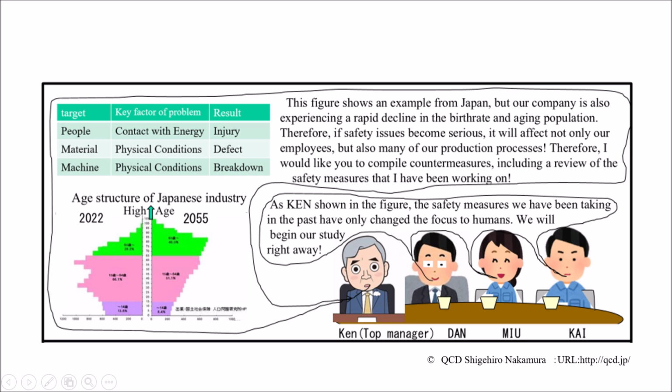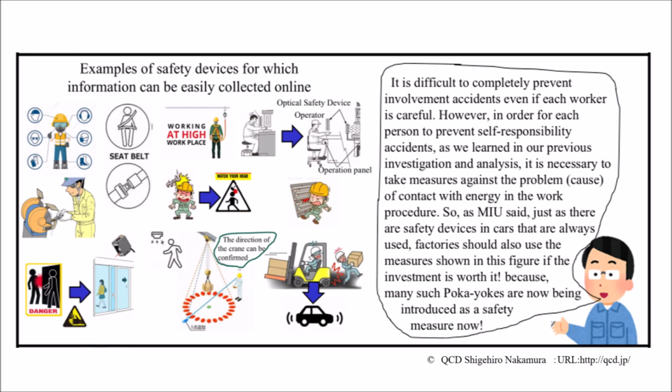Now, I will introduce some of them. This illustration is an example of when hazard prediction is first taught in a factory. There are 2 types of accidents and injuries: involvement accidents and self-responsibility accidents. There are limitations to what factory workers can do to prevent all involvement accidents. But in addition to focusing on creating an environment where accidents do not occur, this picture book will introduce measures to thoroughly eliminate self-responsibility accidents.